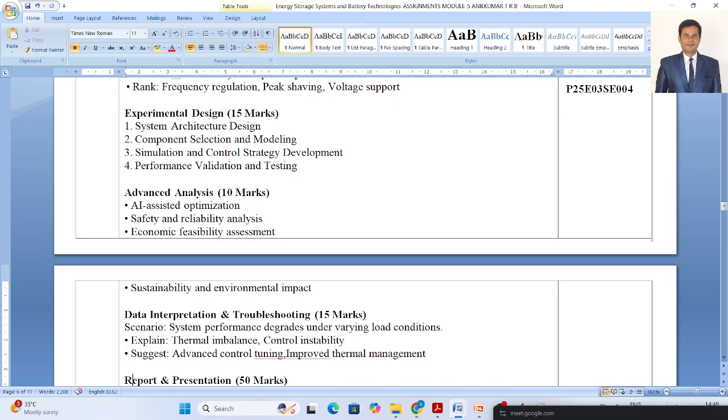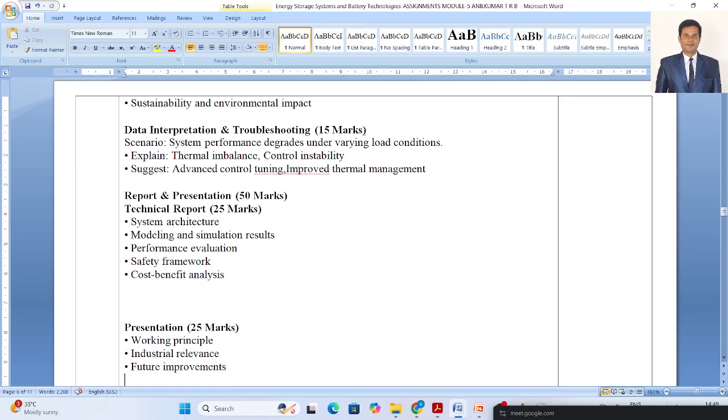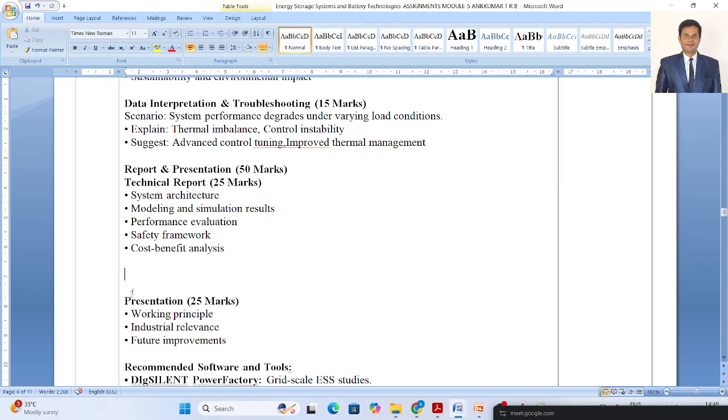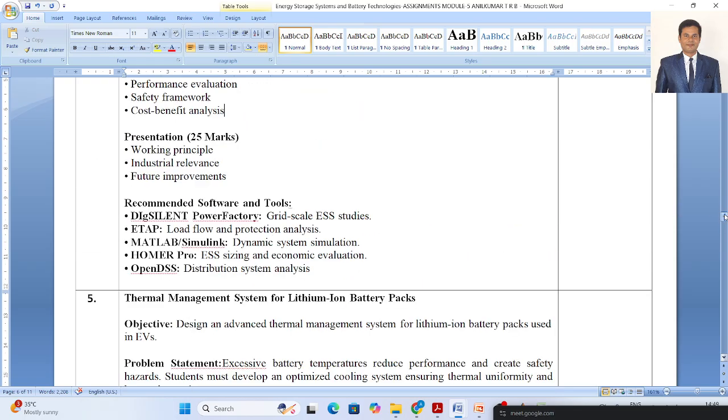You have to develop the architecture designs. Select proper modeling for the battery as well as the hydro, and simulate, use different strategies and validate the test. You can use different types of tools also. We have recommended ETAP, the Electrical Transient Analysis Program, for load flow analysis and protection analysis of the grids. You can also use DIgSILENT PowerFactory, download and use it. You can use MATLAB Simulink for the dynamic behavior simulations.